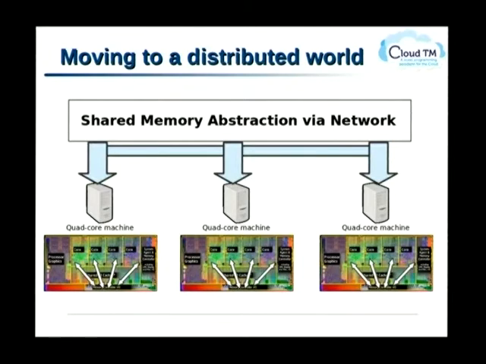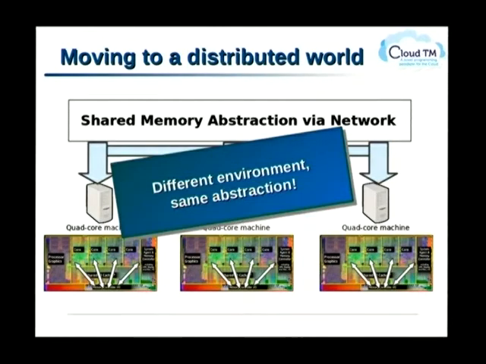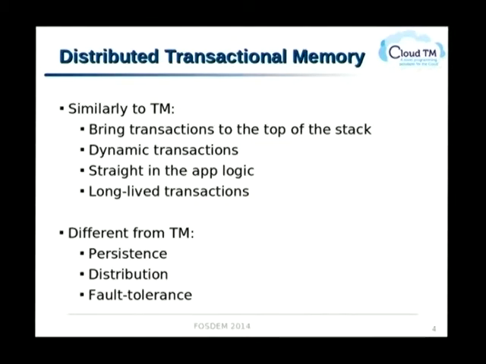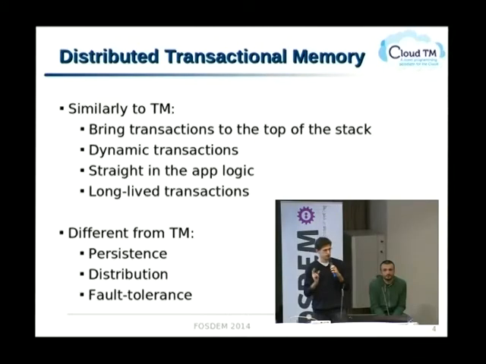And so what I will show you basically is how to do this. And we will use the same abstraction of transactional memory, but in a different environment. And so the approach that we'll refer to is basically distributed transactional memory. And similarly to what we saw before, we are bringing transactions to the top of the software stack. So they are no longer buried down deep in your data store engine, but actually they are up there close to the application. And so this allows for dynamic transactions, meaning you do not have to specify a priori how long they are, which positions they will access, and this will be straight embedded into the application logic, which is also favorable for long-lived transactions.